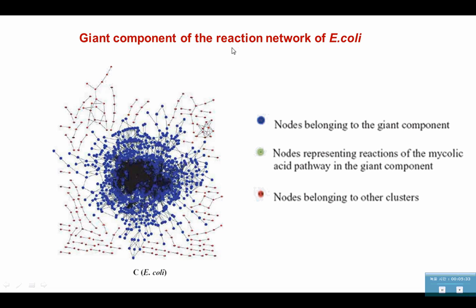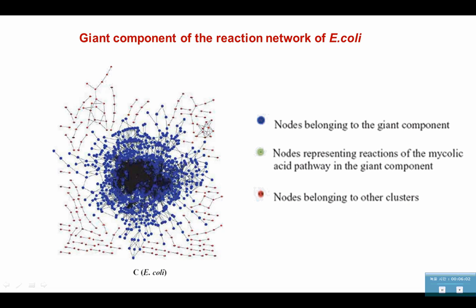And the giant component of a reaction network, as we call it, can be found from web resources. Here, the blue represents nodes belonging to the giant component, and green nodes represent reflections and reactions of the glycolic acid pathway in the giant component, and red nodes belong to other clusters.